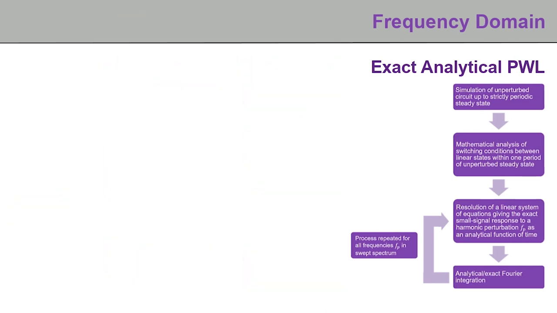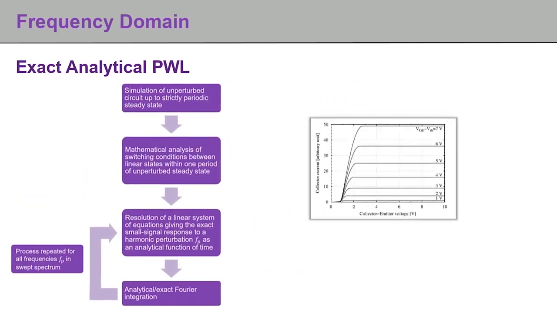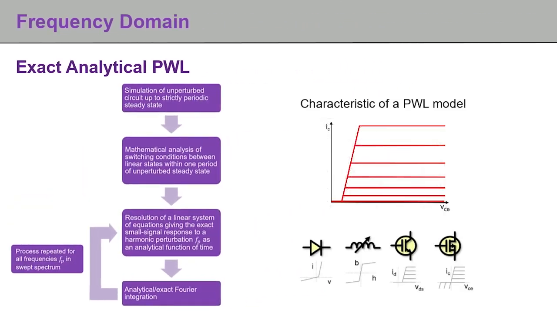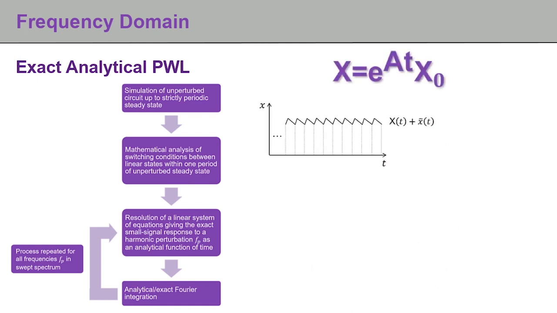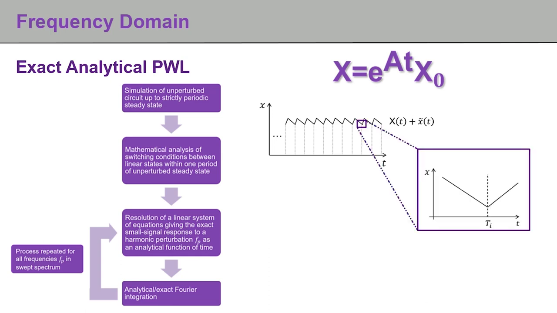Beyond the time domain methods, an analytical method exists that turns out to be fast across the entire spectrum, but that is only applicable to piecewise linear circuits. In this method, matrix exponentials are used along with a precise analysis of the perturbed switching events in steady state to formulate the exact trajectory of the perturbed signals.